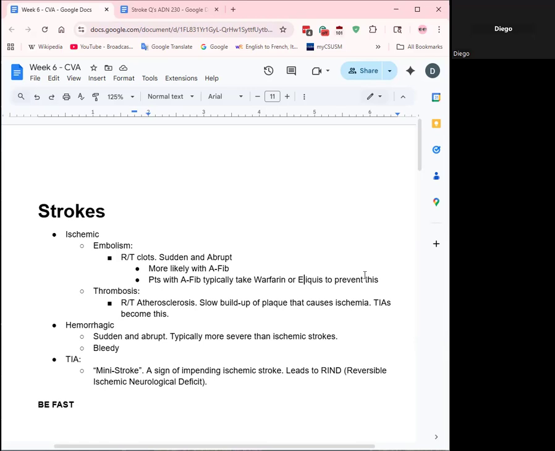The other type of ischemic stroke is due to atherosclerosis, so the buildup of plaque. So buildup of plaque, this is slow buildup over time, but it makes it more difficult for blood flow to get through due to the fact that it's kind of taking up space. And one of the things that is listed here is that TIAs will eventually become this if left unmanaged.